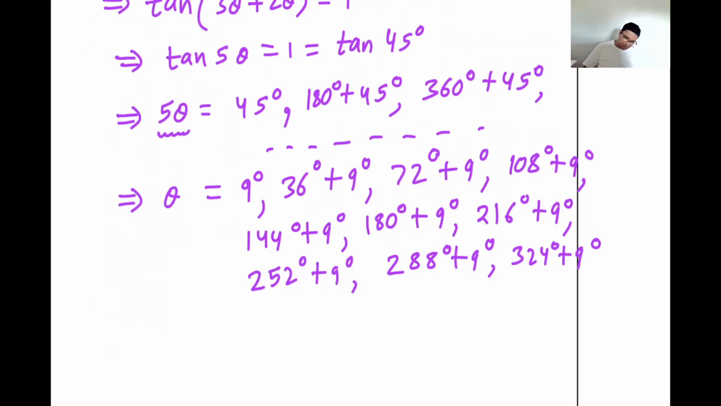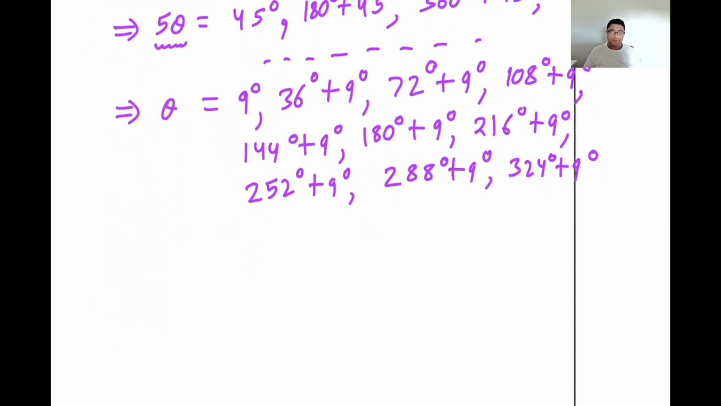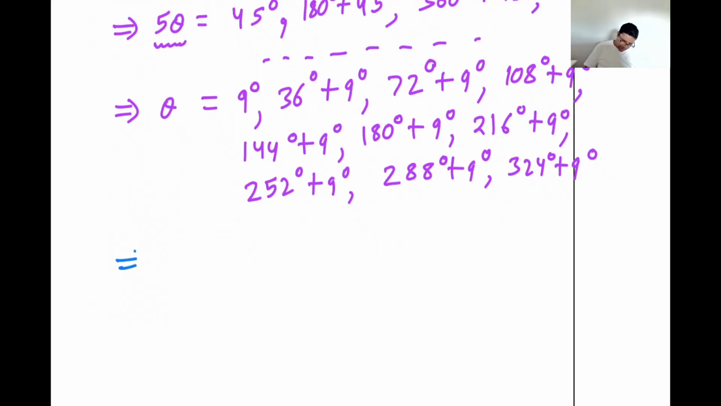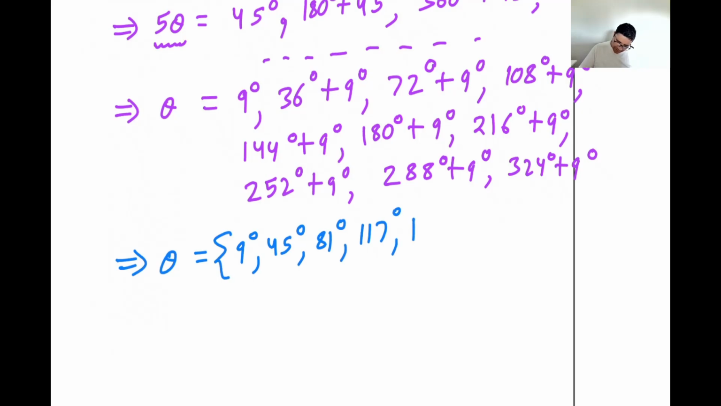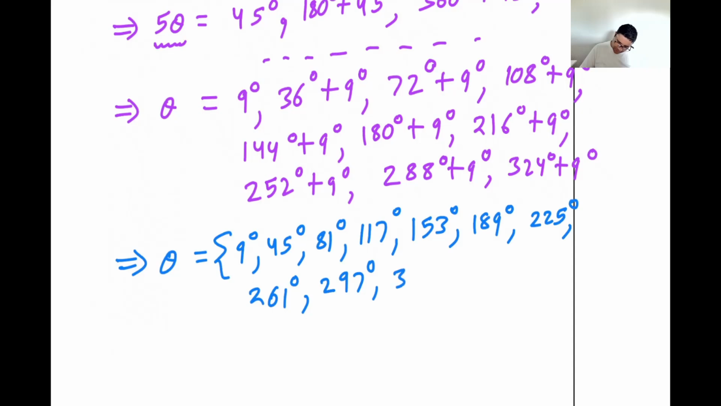Here I can just say continue. All right, just simplify and make the list now, and we're done. Theta equals, I'm going to put them in a set now: 9, 45, 81, 117, 153, 189, 225, 261, 297, 333.